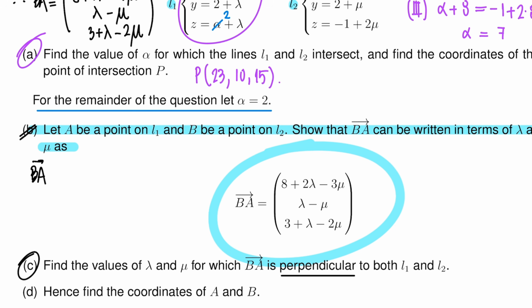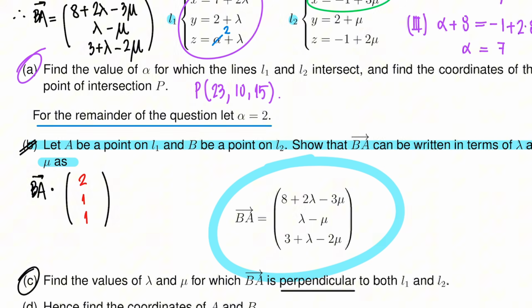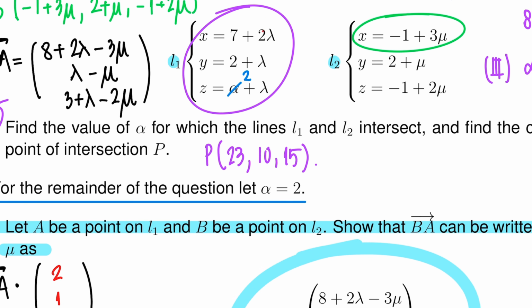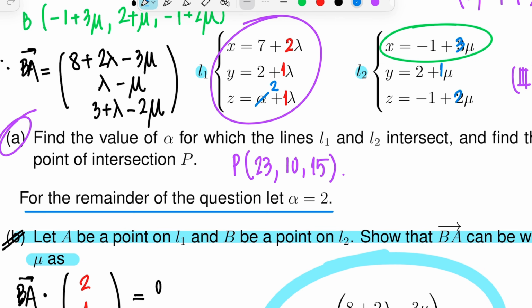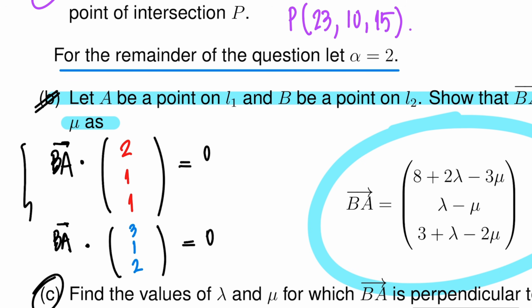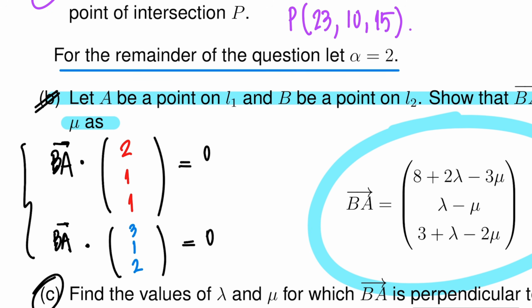Therefore, BA dot the direction vector of line 1, which is 2, 1, 1. Where did I take this from? Well, this is the direction vector of line L1. This should be equal to 0, and also BA dot the direction vector of line 2, which is 3, 1, 2, should also be equal to 0. Now, you're going to form two equations whenever you do this. These two equations have two unknowns, so it will be possible to solve. So let me replace BA by what BA actually is, which is 8 plus 2 lambda minus 3 mu, and so on and so forth.